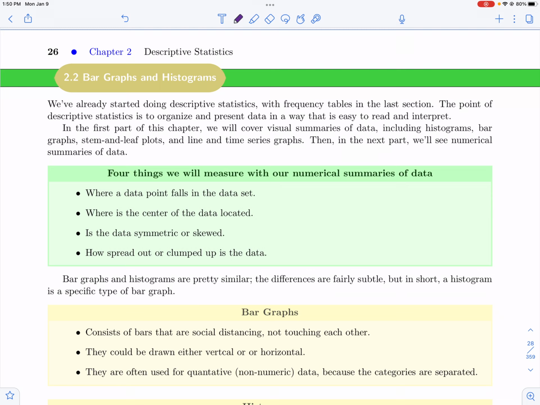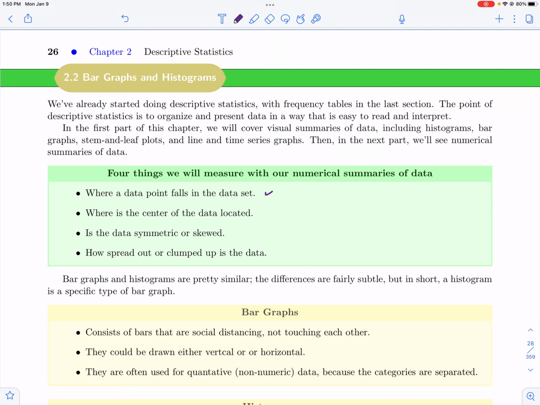So when we're thinking about what we're trying to do with statistics in general and what we're trying to figure out with our numerical summary, this gives us an idea of where we're heading throughout Chapter 2. Some things that we're interested in knowing about is where does a data point fall in the data set? Does it fall to the left? Is it in the middle? Is it to the right?